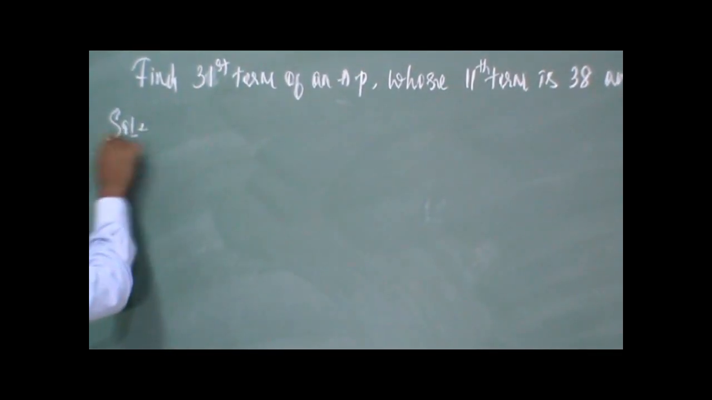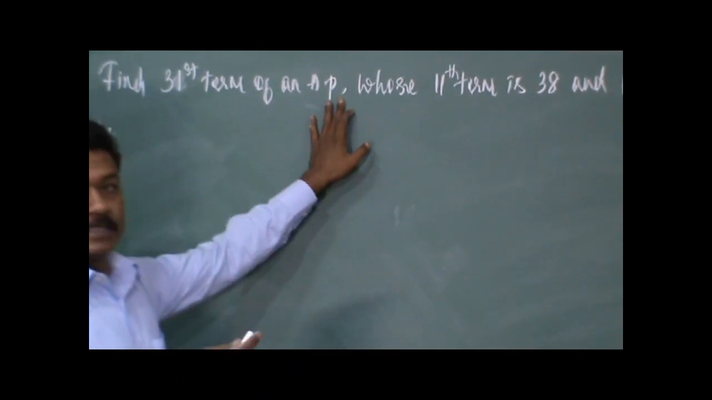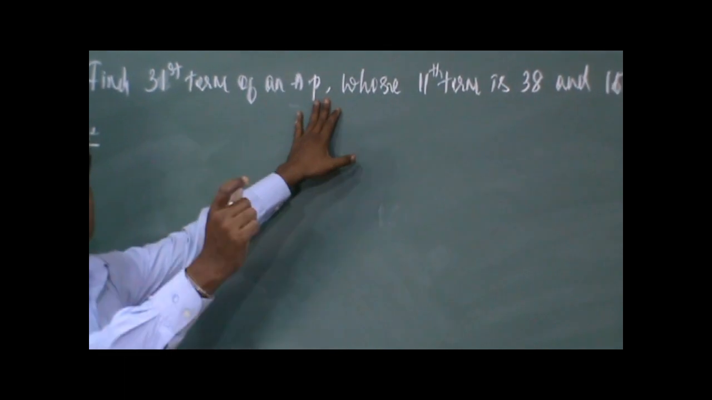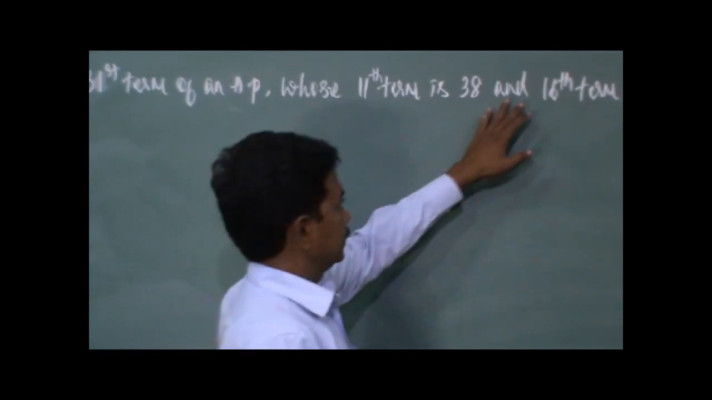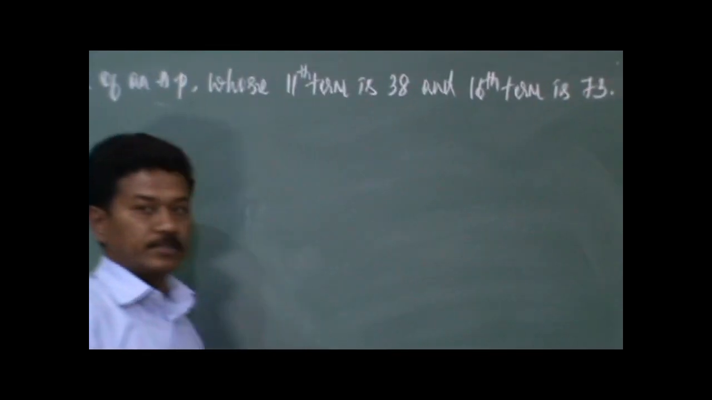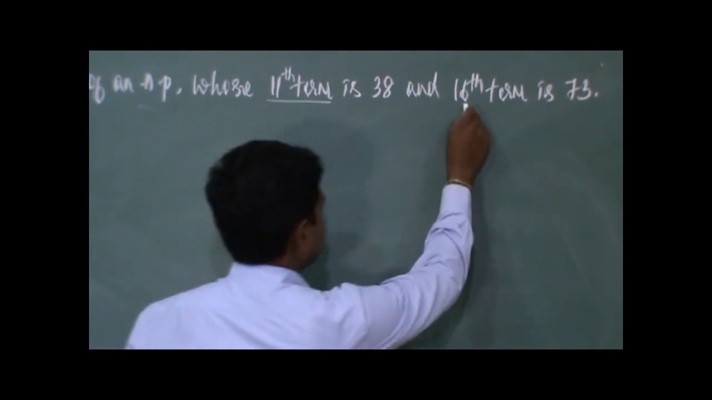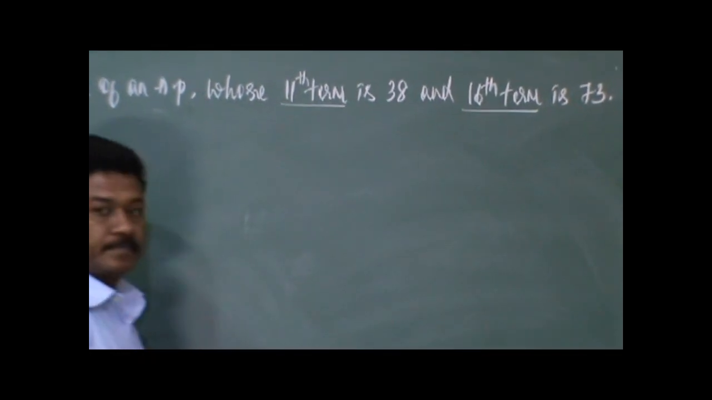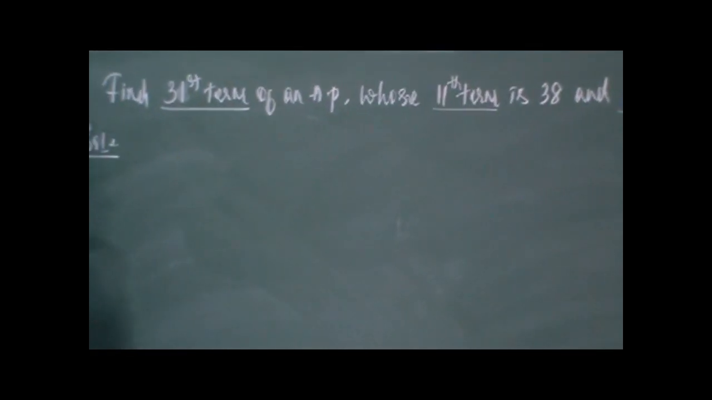Find the 31st term of an AP. So you have to find out the 31st term of some AP whose 11th term is 38 and 16th term is 73. So you have to look here. The 11th term is given and the 16th term is given. They are given two different terms of the AP, and he is asking you to find the 31st term.